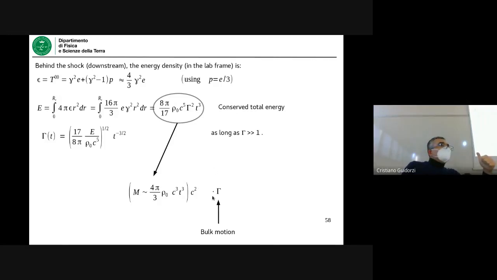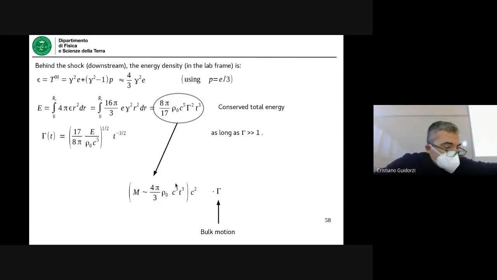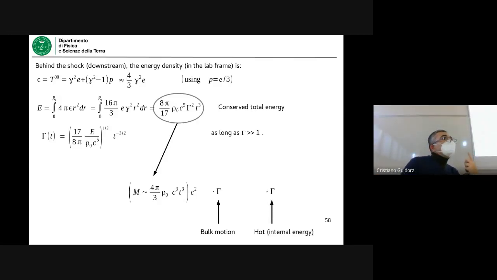Times what? Times gamma squared. One gamma is due to the fact that all this matter, which has been shocked, is now moving with a Lorentz factor, more or less. It depends, since the Lorentz factor is different depending on the position, but overall it is moving with a Lorentz factor gamma. And the second gamma is due to the fact that this matter is not only moving with a Lorentz factor gamma, it is also hot. So the effect of the shock is gamma squared, and this sometimes can confuse people, because they just forget about the second gamma.